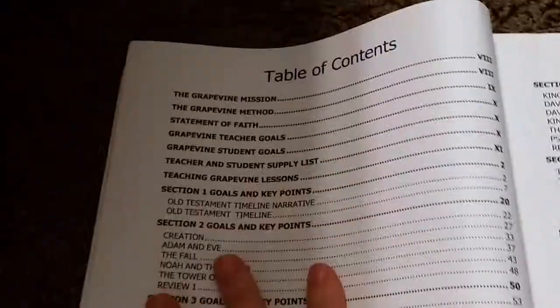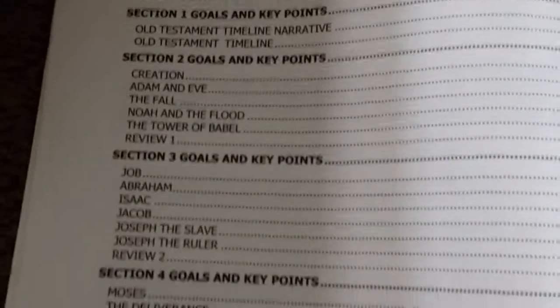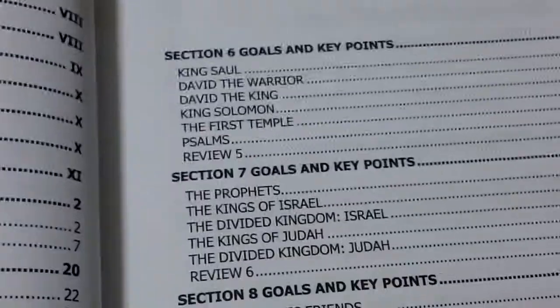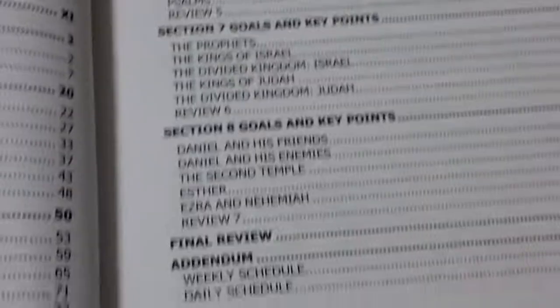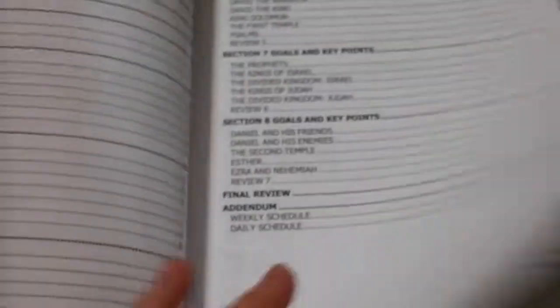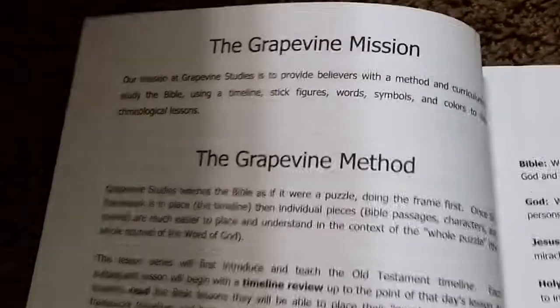Alright, here we have a table of contents. So you can see all the sections. This is just an overview of the Old Testament. It doesn't go incredibly in depth, although you could do that if you wanted to. But it's basically giving a broad spectrum for your child.